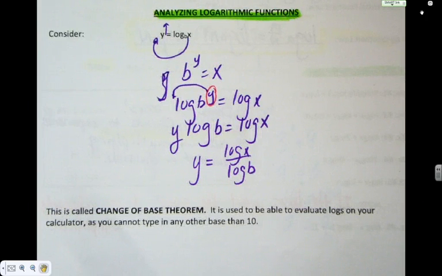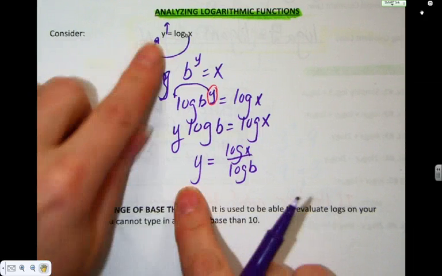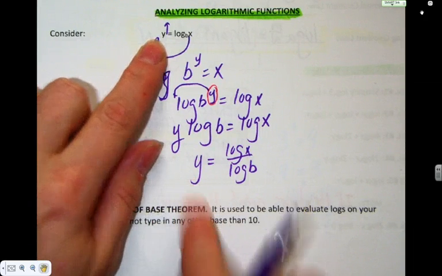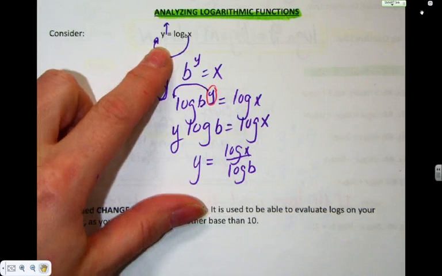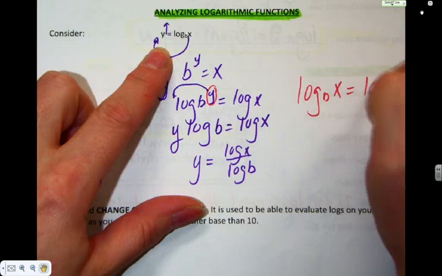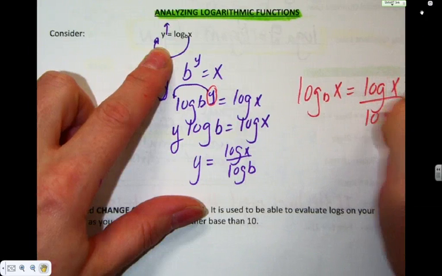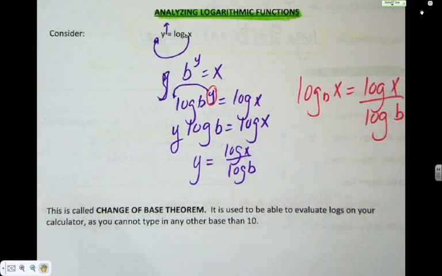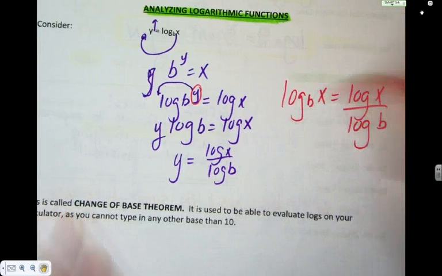You still with me? Probably not why we're doing this, but you're with me with the math that we've done. So if we look at what y was originally equal to, and what y is equal to now, we get that log base b of x equals log of x divided by log of b.